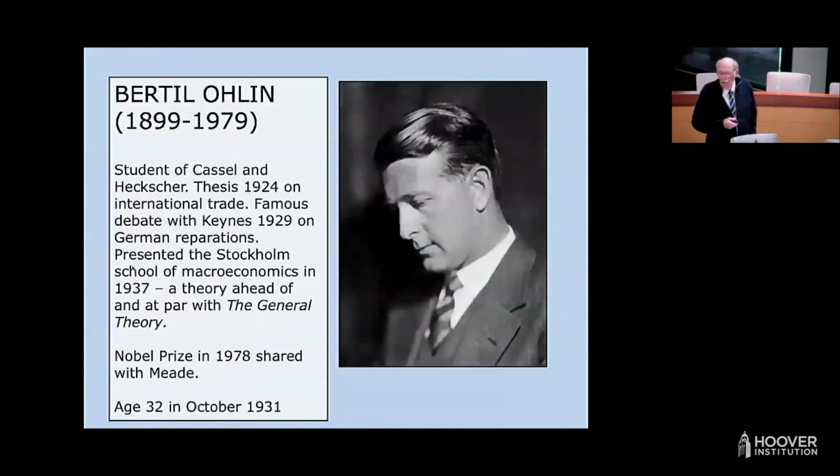And then we have Bertil Ohlin. He was a student of Cassel and Heckscher. His thesis from 1924 on international trade, you find that one in the undergraduate textbooks in international economics. He became famous for his debate with Keynes in 1929 on German reparations. And Keynes invited him to write a review of the General Theory in the Economic Journal in 1937. And Ohlin used this opportunity to present the Stockholm School of Macroeconomics, arguing that this was actually ahead and more advanced than Keynes' General Theory. He got the Nobel Prize in 1977.